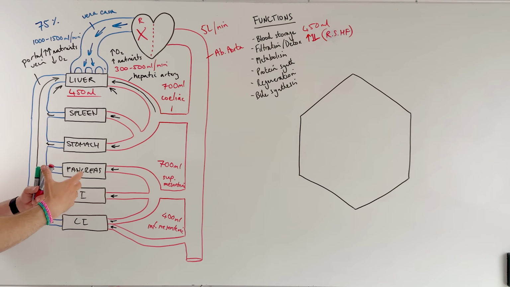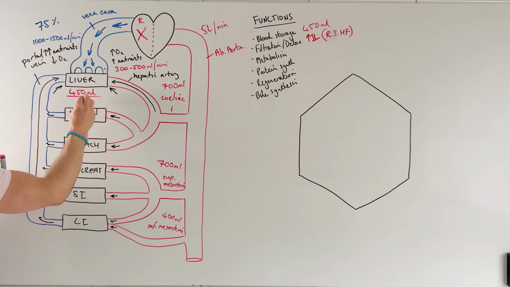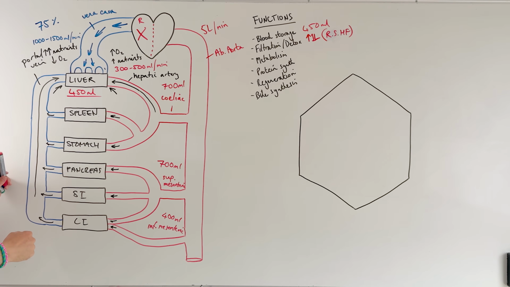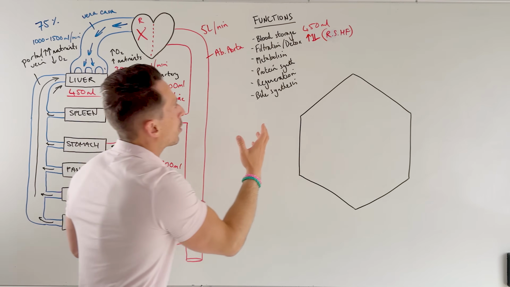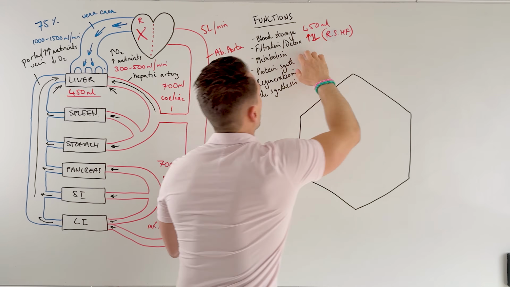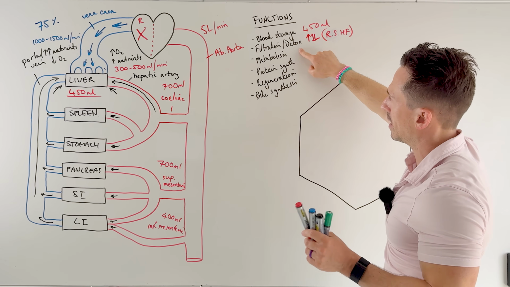So the liver swells, and that's called hepatomegaly. So you can get what's called congestive hepatomegaly as a result of right side heart failure. We're going to talk a little bit more about some of this in a second. So that's its role with blood storage. What about filtration and detoxification? We're going to talk about that in a sec.